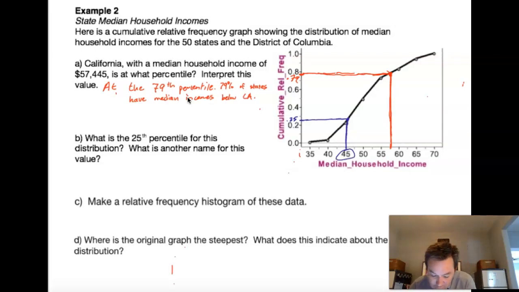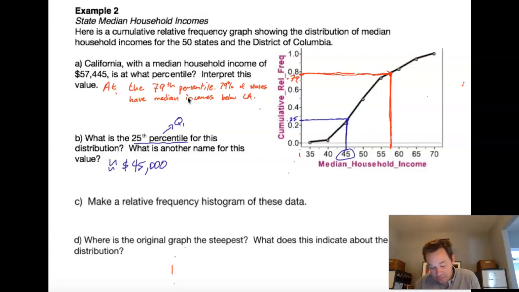So I would say the 25th percentile is about $45,000. And another name we have for the 25th percentile is Q1. We also call that Q1.